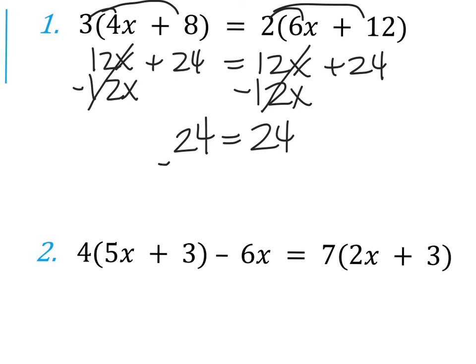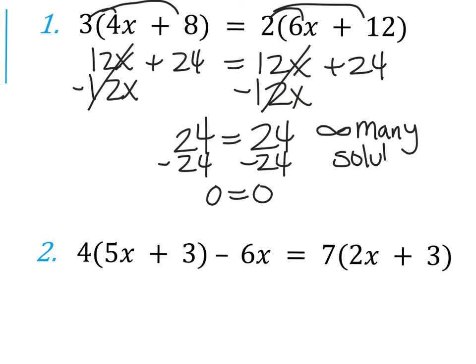Maybe I'm really not paying attention, I didn't notice that, and I subtract the 24s and get 0 equals 0. That is still true. So that means I have infinitely many solutions, and the way that I write infinitely many solutions is with the infinity sign and then the word solutions. You must write infinitely many solutions. That is your answer. Again, I could pick any number and plug it into the check, and it's going to work. I could plug in 5 or 10 or 100, and every number that I pick will always check and always work.